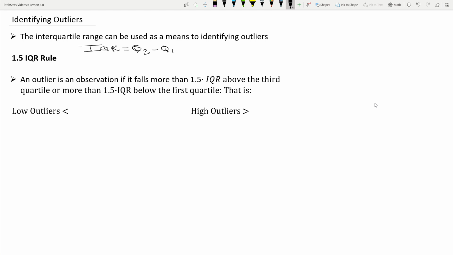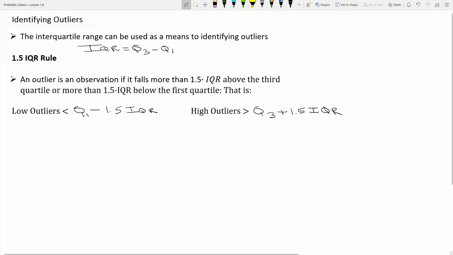So in other words, low outliers are less than the first quartile minus the 1.5 IQR. And the upper outliers, or the high outliers, are greater than the third quartile plus 1.5 IQR. All right, so this is the rule that we're going to be using to identify these.